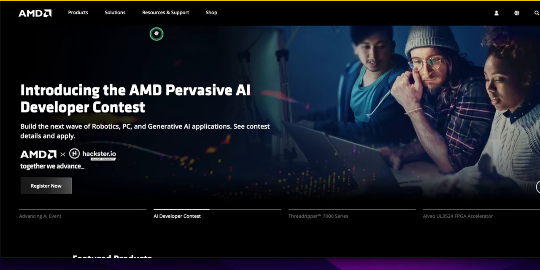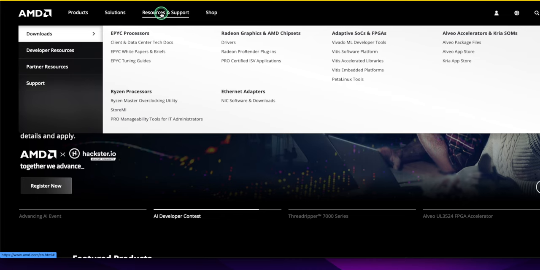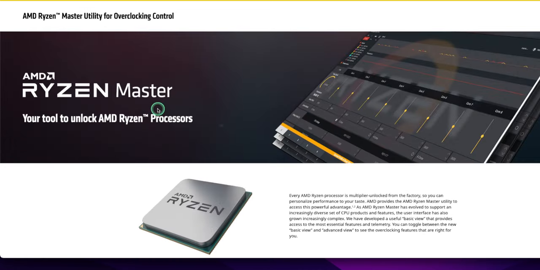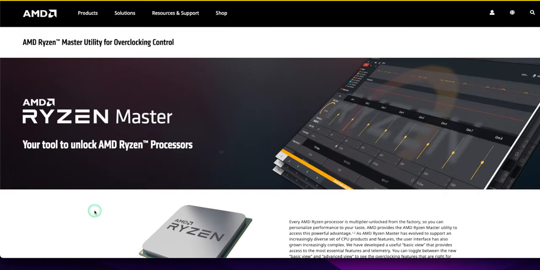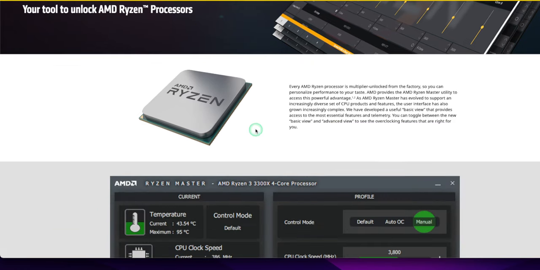So let's see. This is the best one right here, is going to the resources and support. And let's go to this overclock utility. We're on a journey together to discover what's out there. All right, AMD Ryzen Master, your tool to unlock AMD Ryzen processors. Okay. Look at this. Every Ryzen processor is multiplier unlocked from the factory, so you can personalize performance to your taste. That's amazing. Most manufacturers of hardware don't want you messing with the hardware, because then they'll say you violated the warranty and you cannot return it.